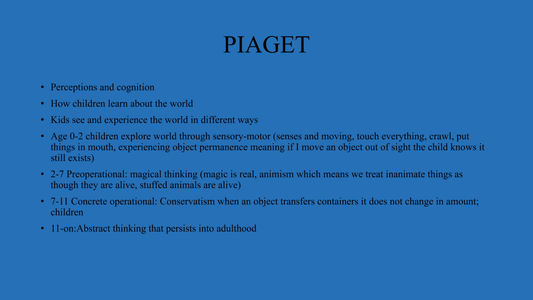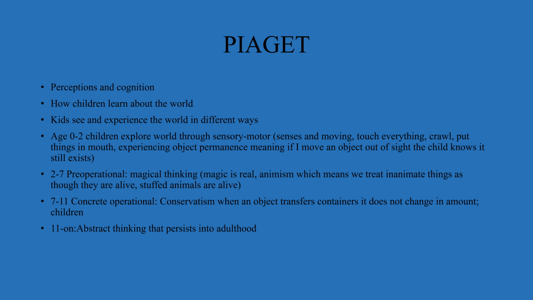Piaget, perceptions and cognitions, he talks about how children learn about the world. And kids, as we know, see and experience the world in different ways. So think about the babies, ages 0 to 2. Children explore the world through sensorimotor, right? They touch everything, they crawl, they put things in their mouth. They're experiencing object permanence, meaning if I move an object out of sight, is the child able to still understand that the object exists?